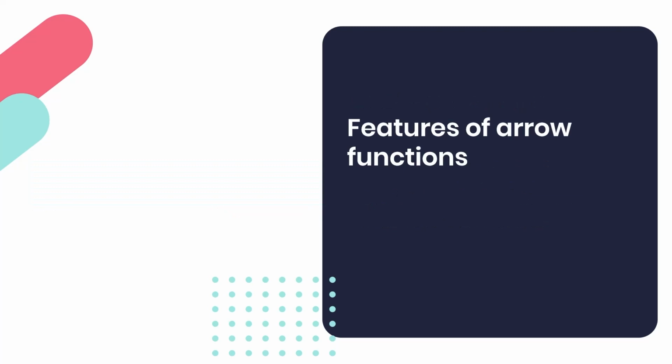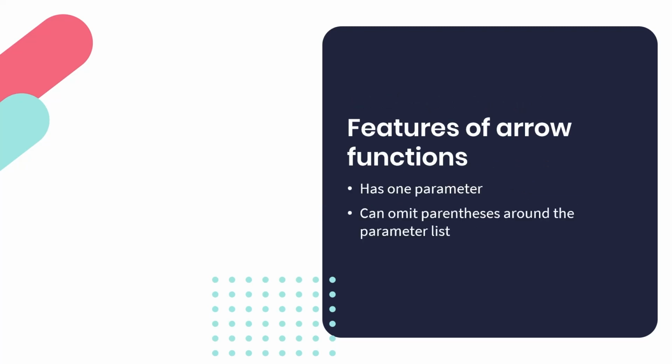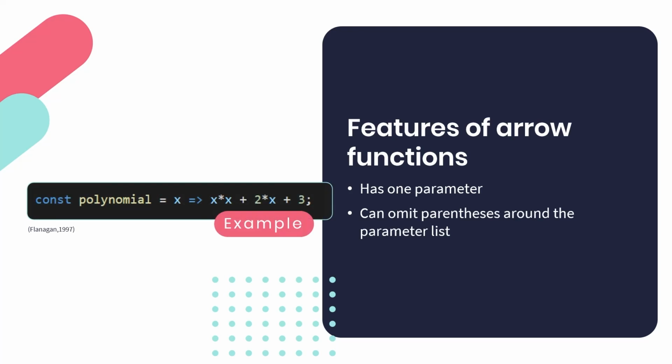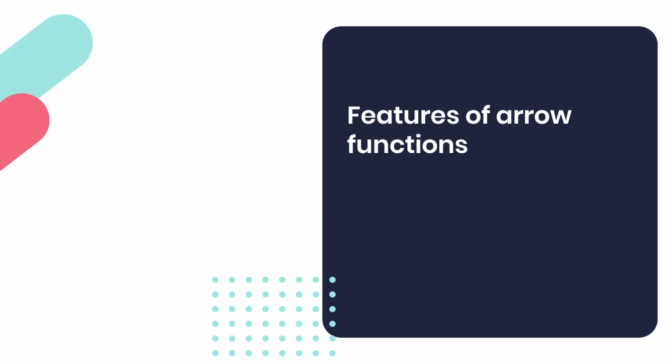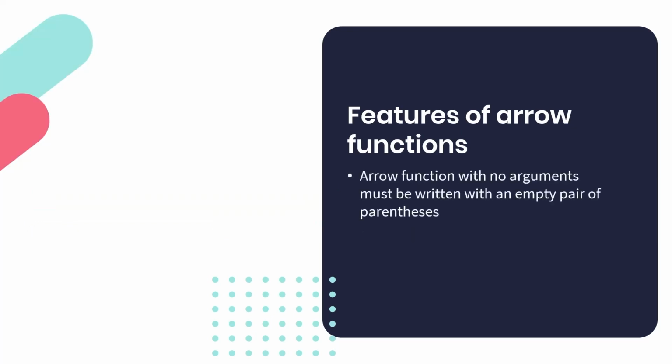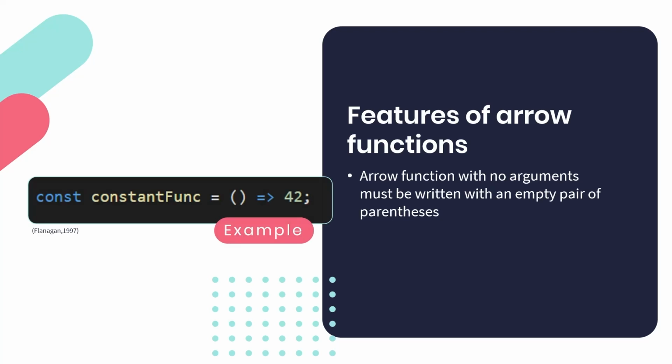Another really interesting feature of the arrow function is that if it has exactly one parameter, you can omit the parentheses around the parameter list, just like this. But do note that an arrow function with no arguments at all must be written with an empty pair of parentheses, like this. And just a second note: when you're writing an arrow function, you do not need to put a new line between the function parameters and the arrow.